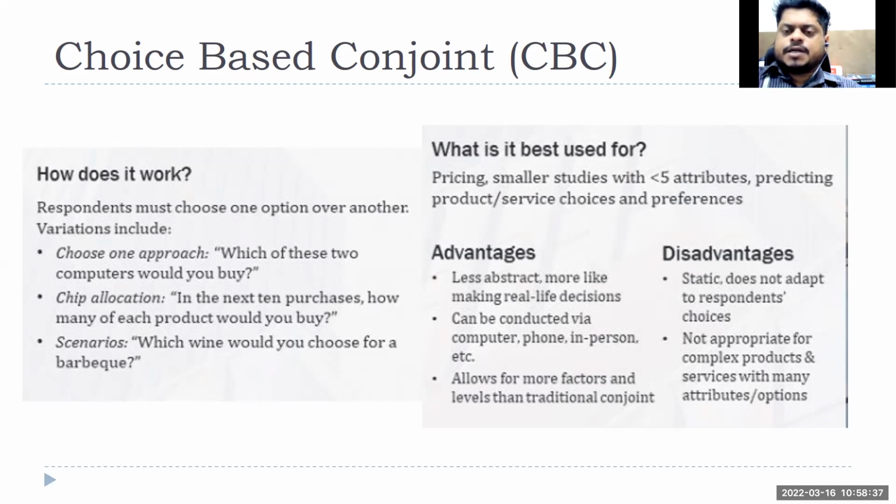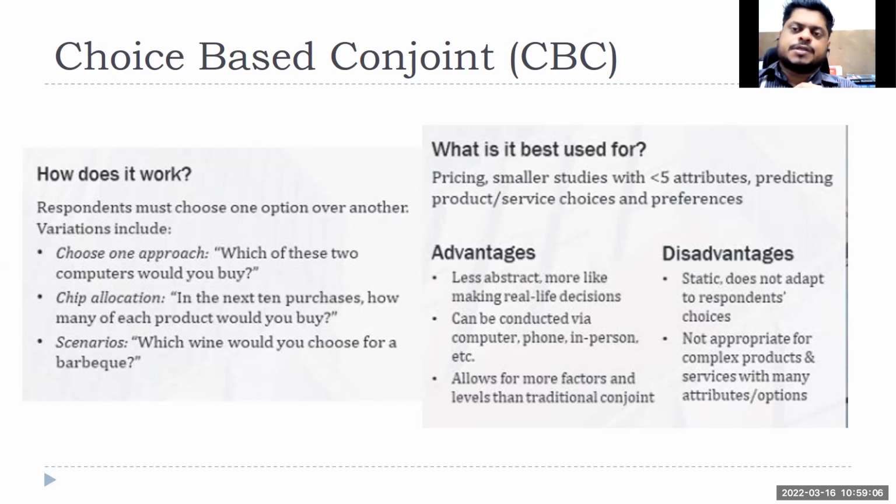Disadvantages: it is static and doesn't adapt to respondents' choices. Because I am showing a set of choices, you choose one of them. There is something called adaptive choice-based conjoint, right? Based on your choice, the next questions will be different. Here it is static. I show you a set of choices, a set of product concepts, and you are going to choose one.